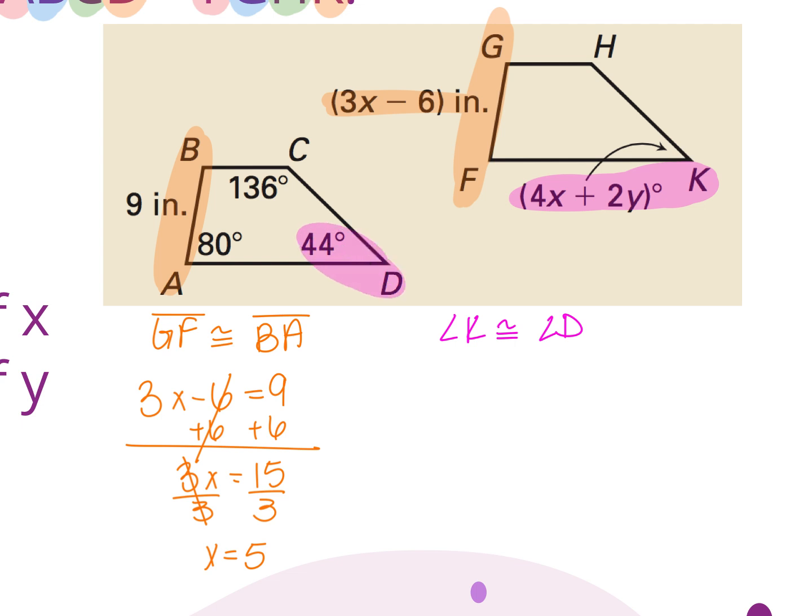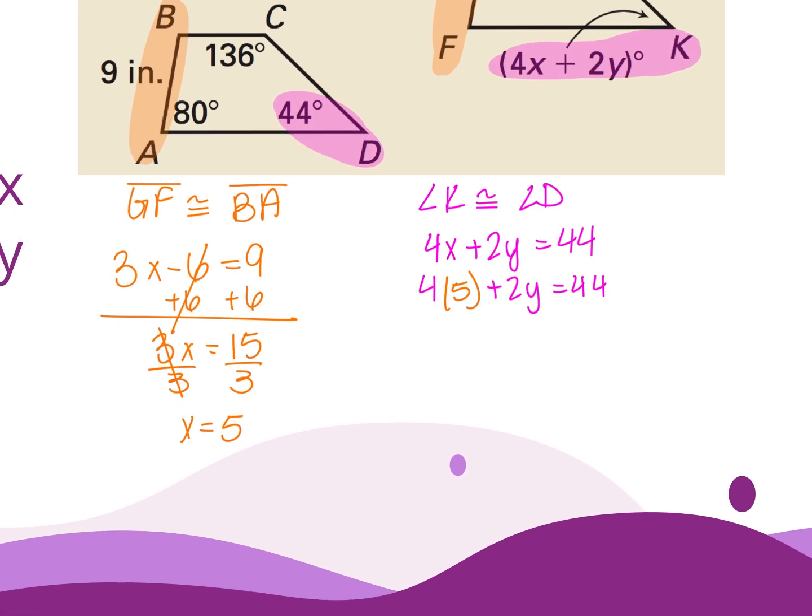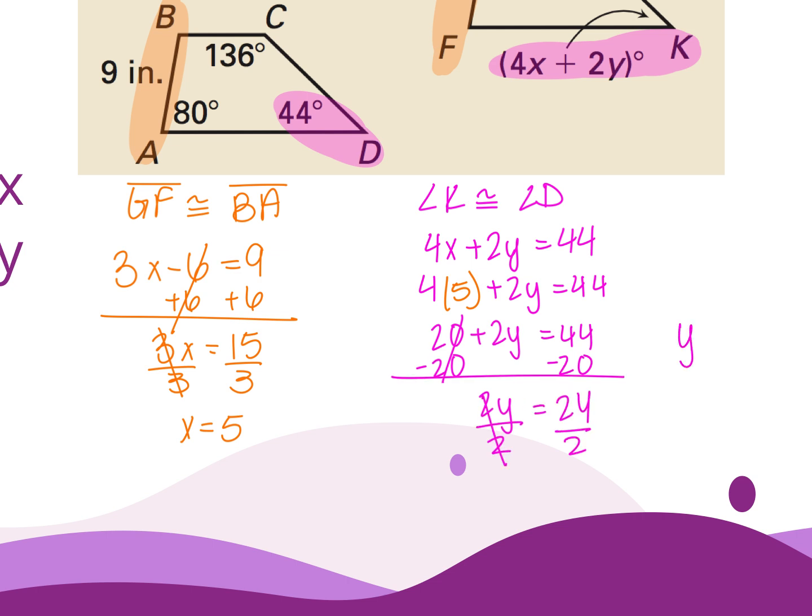And then setting it up as an equation, I'm going to have 4x plus 2y equals 44, and I'm going to go ahead and plug in that x. 4 times 5, because that's what we solved for x, plus 2y equals 44. 20 plus 2y equals 44. Subtract 20 from both sides. 2y equals 24. Divide by 2, and your y is going to equal 12.